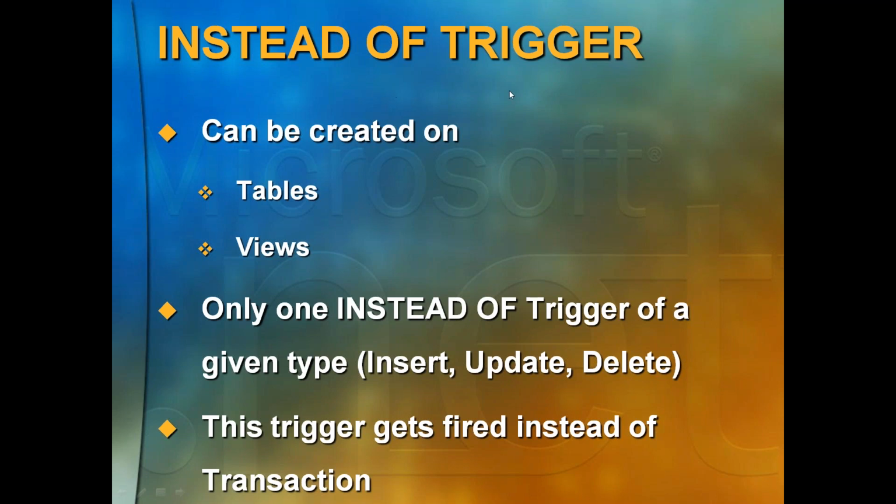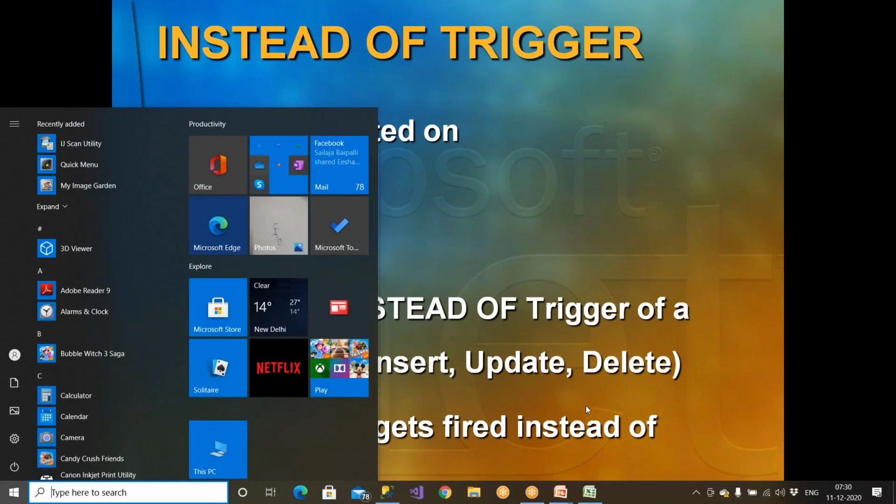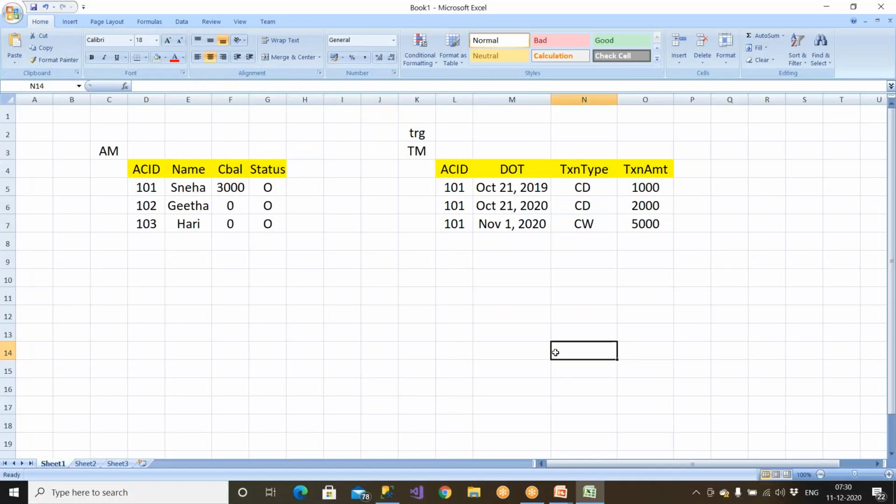In Oracle terminology, this is what is called a pre-trigger. Pre means before the transaction. What is the transaction here? Insert, update, delete. So when you insert, the data will not go to the table, the trigger gets fired. The data will not get deleted from the table, the trigger gets fired. Let me give you one beautiful example of where exactly we are going to use an instead of trigger.